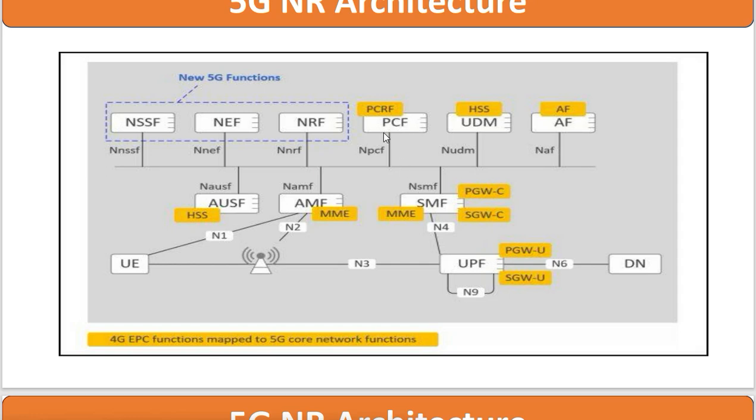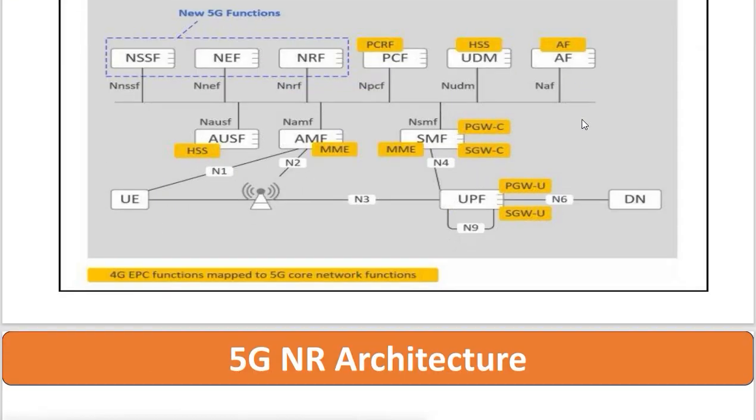Here you can see PCF. Policy charging function is the same as PCRF in 4G. Okay. UDM is the same as HSS. The functioning of the UDM is the same as the functioning of HSS in 4G. Here AF is the same as AF in 4G. Okay. So let's start one by one.